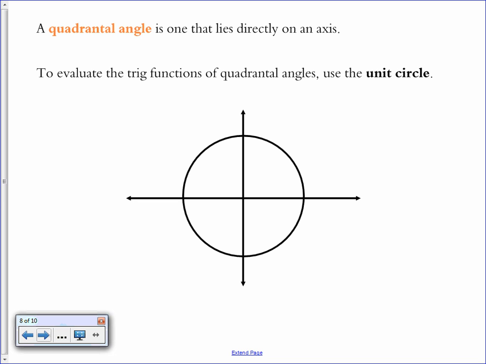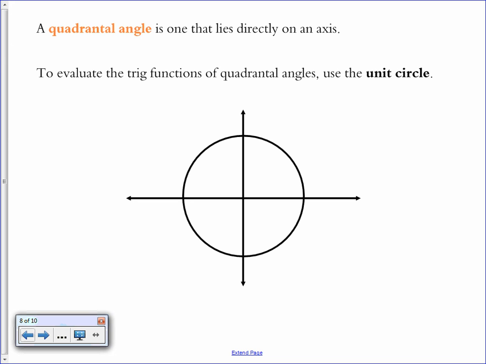Quadrantal angles are ones that lie directly on the x or y axis, and they have a different set of rules to follow because you're not really going to have a reference angle for those. You're not going to be able to create a triangle for those to the x-axis. Let's see if I can come up with an example here.